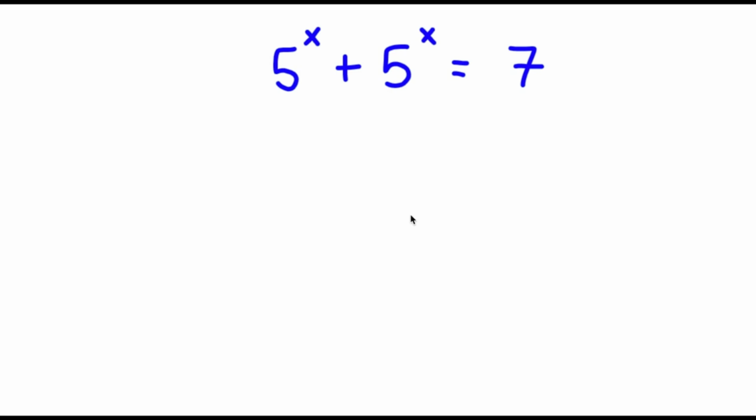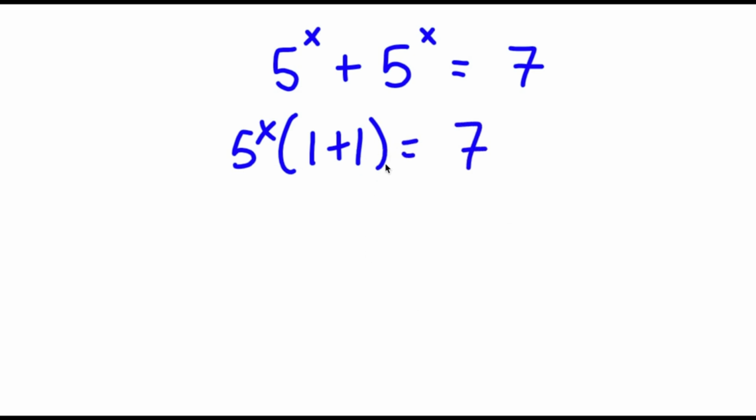Alright, so in this problem, I have 5 to the power of x plus 5 to the power of x is equal to 7. So to start, I'm going to factor out 5 to the power of x from my left-hand side. So now I have 5 to the power of x times (1 plus 1) is equal to 7. Now 1 plus 1, that's equal to 2, so I have 5 to the power of x times 2 is equal to 7.